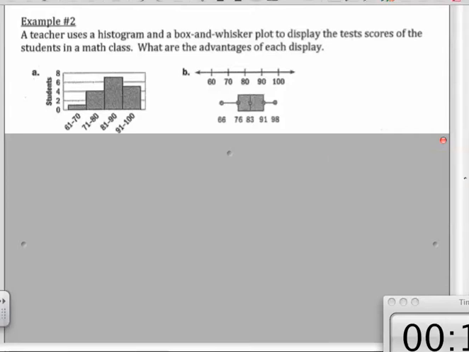Okay, guys, example number 2 says, a teacher uses a histogram and a box and whisker plot to display the test scores of the students in a math class. Okay, what are the advantages of each display?